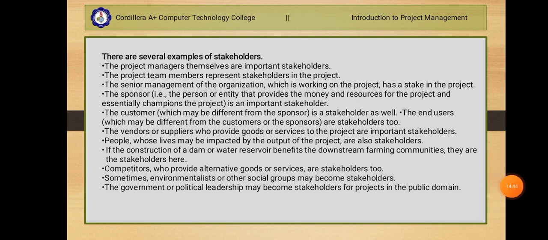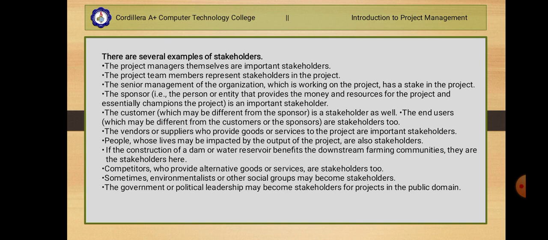Okay, so next we have the vendors. Vendors or suppliers who provide goods or services to the group are important stakeholders. These are the vendors who supply or provide goods or services for our projects. They are also important stakeholders, especially for the materials, equipment, and tools that you will use, which vendors or suppliers provide.